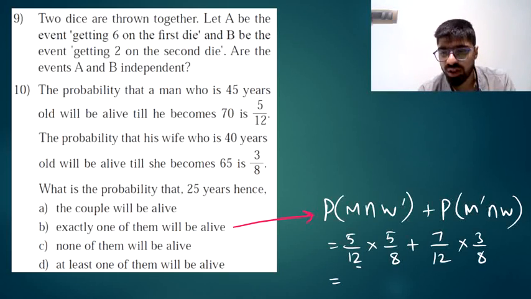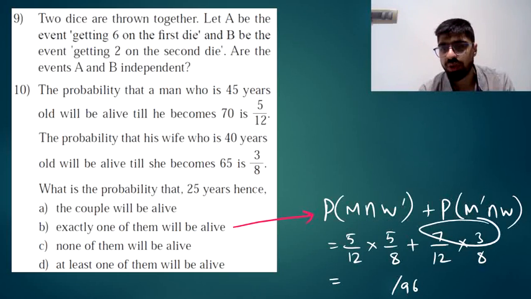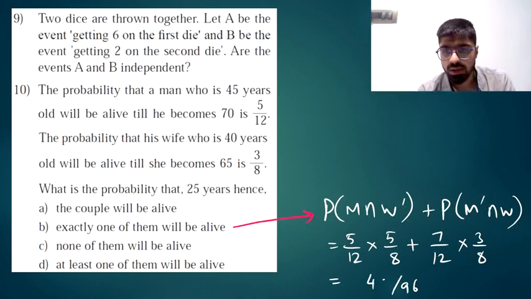So we have 12 into 8 in the denominator, which is 96, and in the numerator we have 25 plus 21, which is 46. Okay, so you can cancel off that 2 in the numerator and denominator to get the final answer as 23 upon 48. And with that, we go ahead with part C.